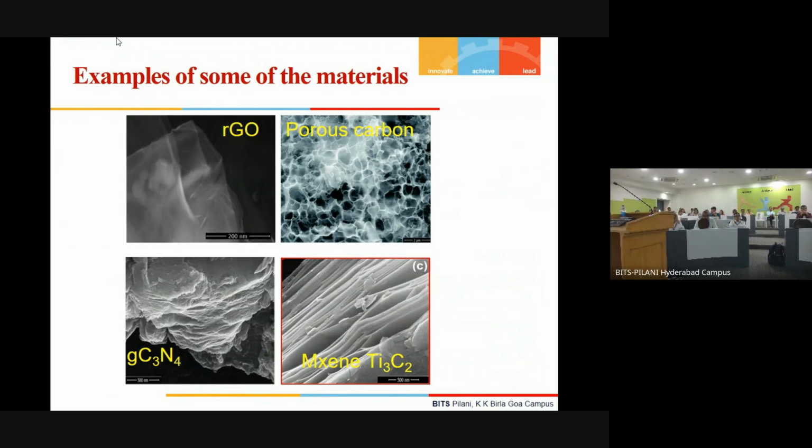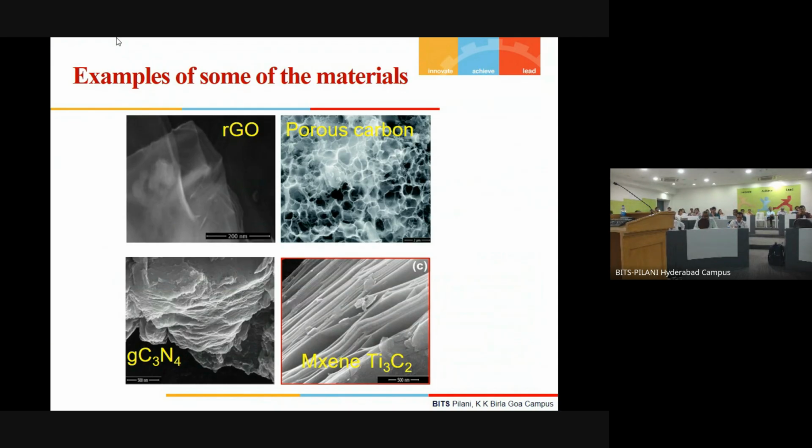Here are a couple of representative structures in scanning electron microscopic pictures. For the students who are present here, the senior researchers are well aware of this, but the students should know that this is a 2D material, reduced graphene oxide. You can see that some of the layers are very thin, optically transparent. This is porous carbon. We have prepared this porous carbon from coconut fiber, as in Goa there are lots of coconuts available.